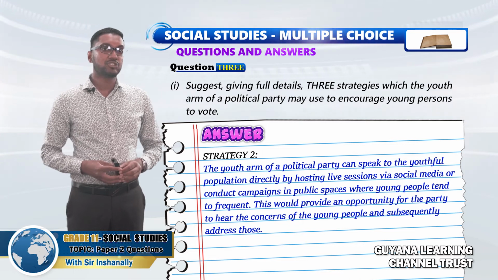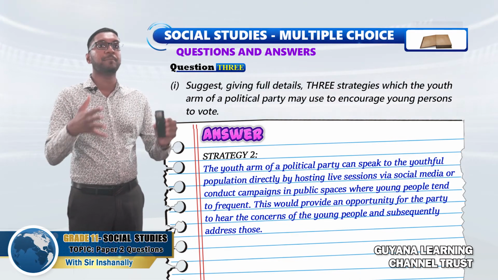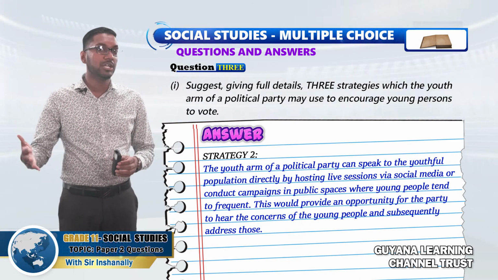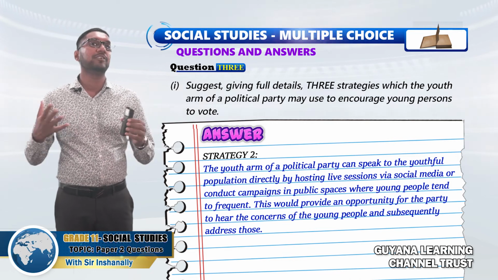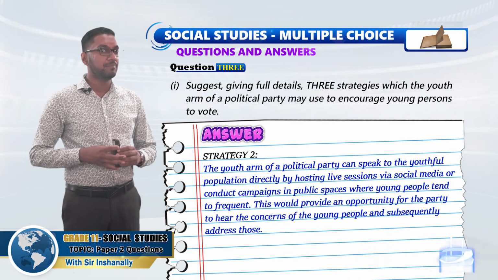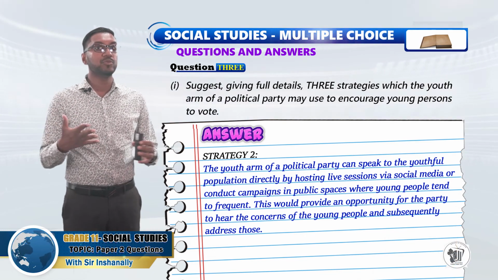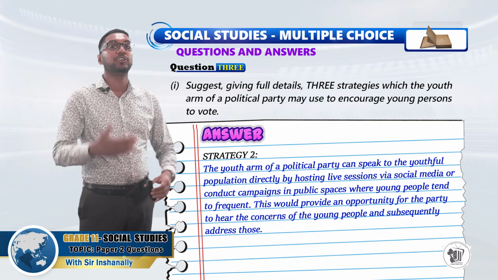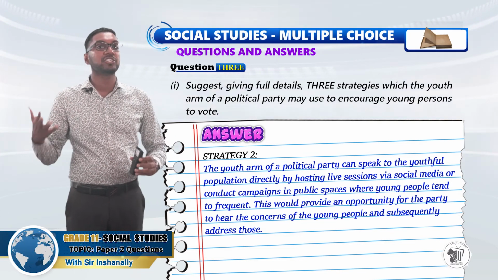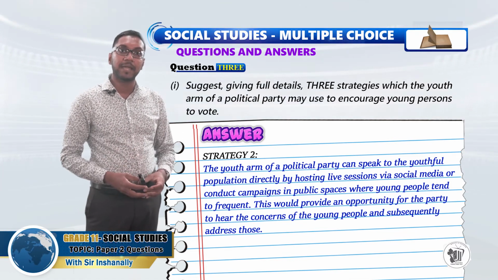Yes, students, this strategy is likely to be successful because it gives the politicians an opportunity to reach out to the youthful population directly. And how could they do so in a very efficient manner? Yes, social media. Social media is where we'll find a lot of young people, including yourselves. Whether it's Facebook, Instagram, TikTok, that is where young people spend a lot of time.